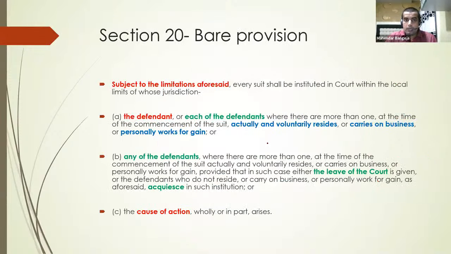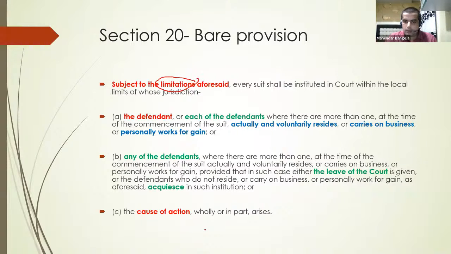ठीक है. Now I'll read section 20 and I want you guys to read along with me. As I read it: subject to the limitation aforesaid. Now, what are these limitations? I want you guys to answer. Subject to the limitation aforesaid. Now, what are these limitations?